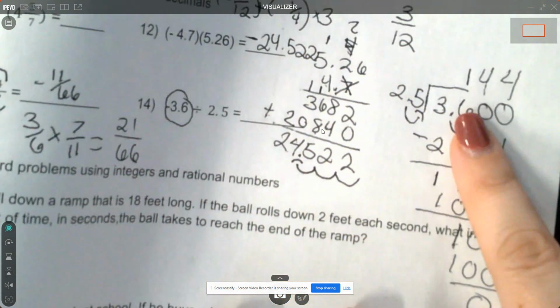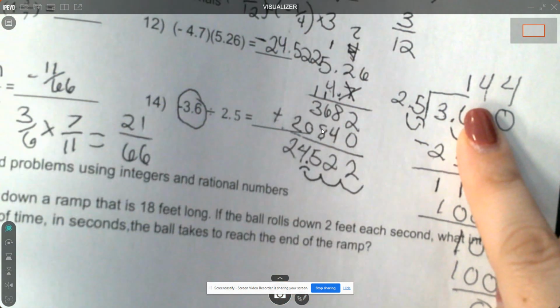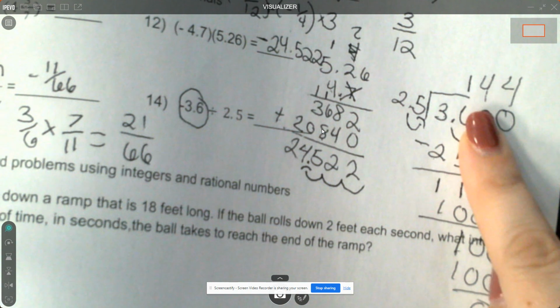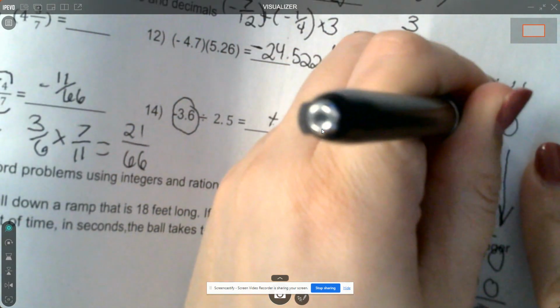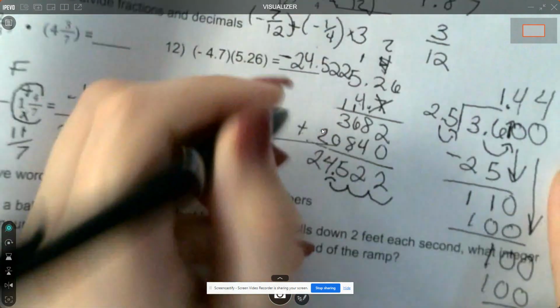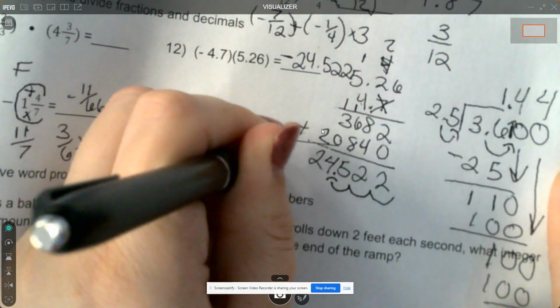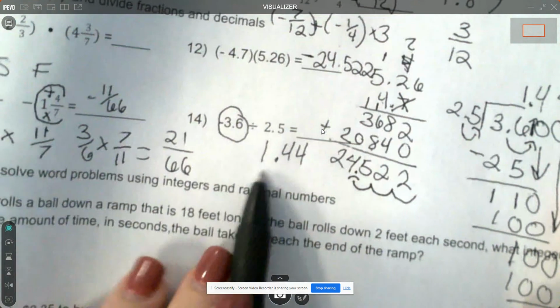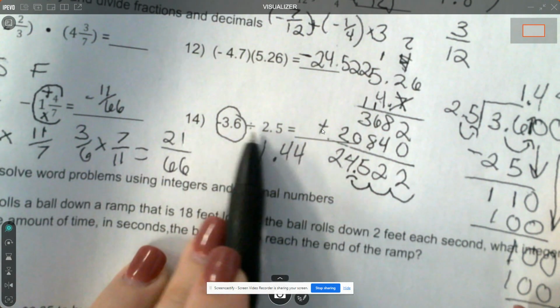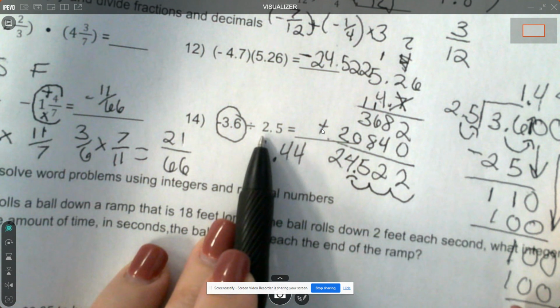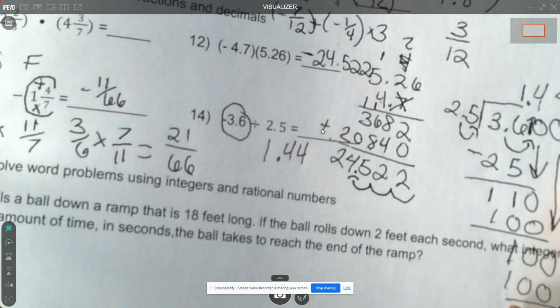Where does my decimal go up here? It's going to go straight up from where I moved it. It's going to go in between the 1 and the 4. Is it going to be positive or negative? I had a negative 3.6 and a positive 2.5. It's going to be negative because they're different.